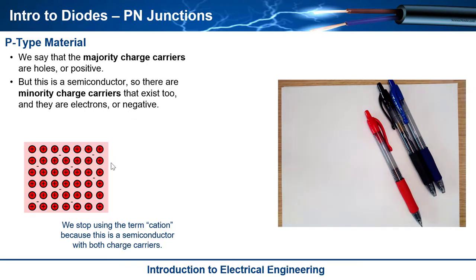And now this is where we move away from the words anion and cation. If you remember, cation was the term we used to describe an atom that had a positive charge, so we removed an electron from it. But in this situation, we don't use those terms anymore. We call it p-type because we're talking about a semiconductor here. So this is a semiconductor material that has impurities in it, and it has positive majority charge carriers is what we say. So we stop using the term cation.